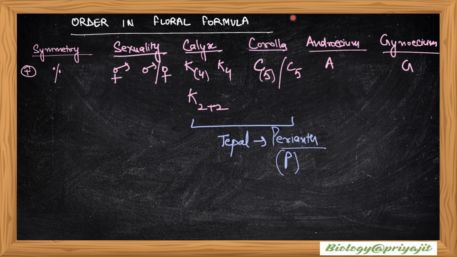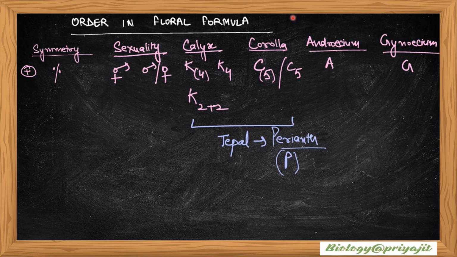After that, calyx denoted by capital K, the group of sepals, either gamosepalous or polysepalous. If they are within bracket, they are called gamosepalous, or without bracket, polysepalous. The corolla, or group of petals, can be either gamopetalous or polypetalous. Next, we write about the androecium denoted by capital A, and lastly gynoecium denoted by capital G.